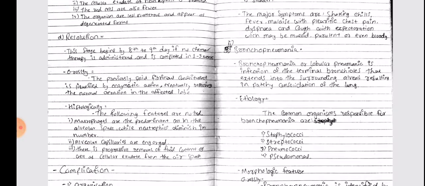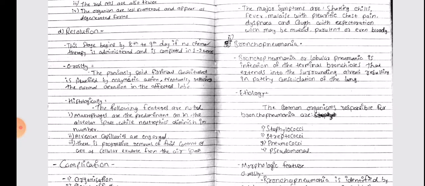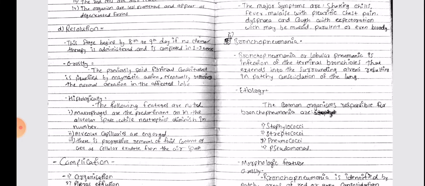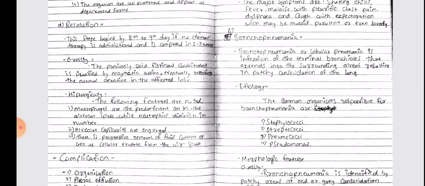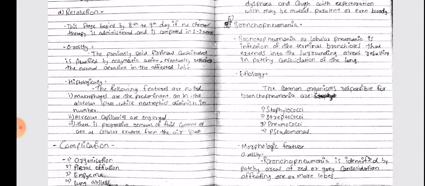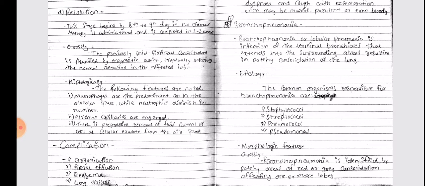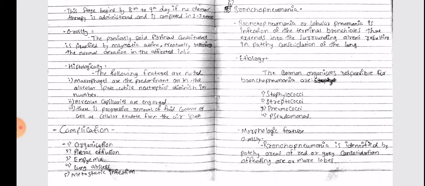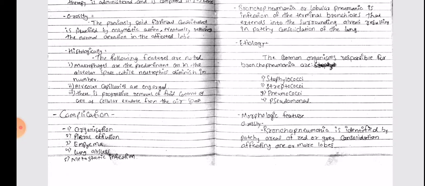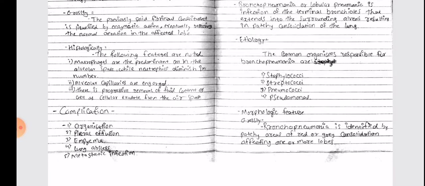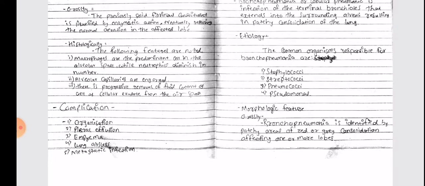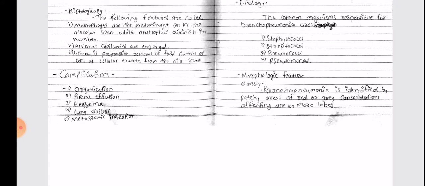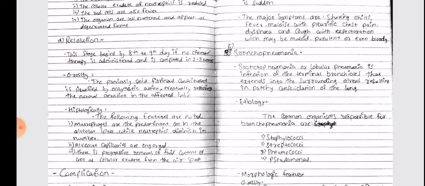Resolution. This stage begins by 8 to 9 days if no chemotherapy is administered and is completed in 1 to 3 weeks. Grossly, the previously said fibrinous constituents are liquefied by enzymatic action, eventually restoring the normal aeration in the affected lobe. Histologically, the following features are noted: macrophages are the predominant cells in the alveolar space, while neutrophils diminish in number. Alveolar capillaries are engorged. There is progressive removal of fluid content as well as cellular exudate from air space. Complications: organization, pleural effusion, empyema, lung abscess, and metastatic infection.